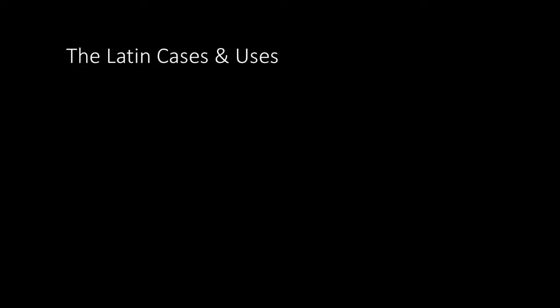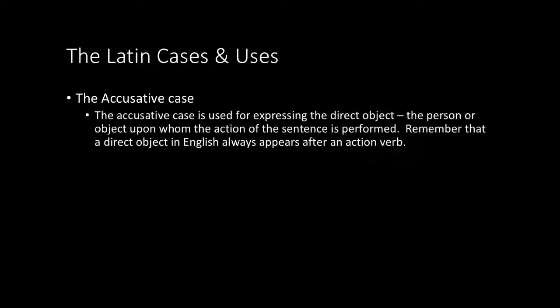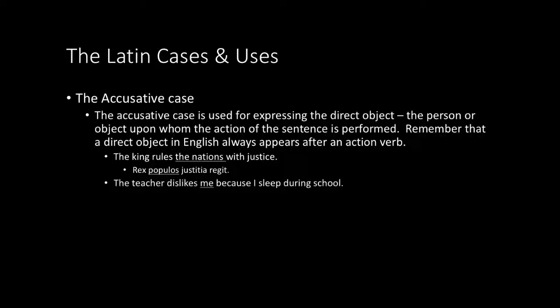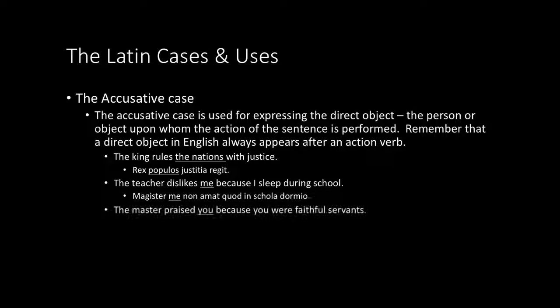Now let's take a look at the accusative case and how it is used. Primarily, it is used to express the direct object. In English, it will always appear after an action verb. In this example, nations is the direct object. I must write that in the accusative plural in Latin. In this next example, me is the direct object, so it will be written in the accusative.